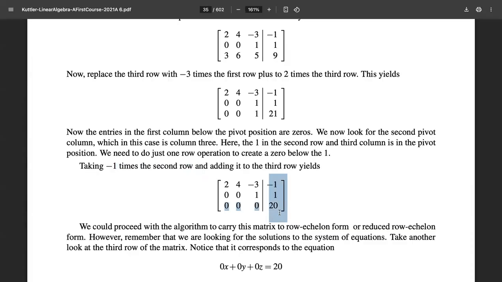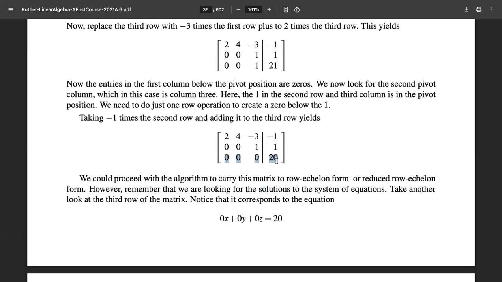We can carry on further, but something that we want to take note of is the third row of the matrix. We know each row corresponds to an equation, so what does this mean when we look at the equation? This tells us that 0 times x plus 0 times y plus 0 times z is 20.